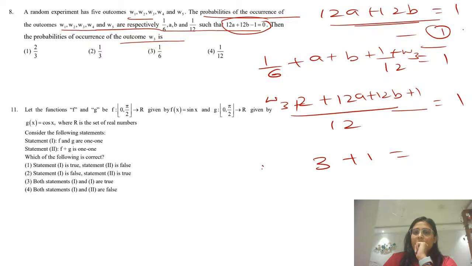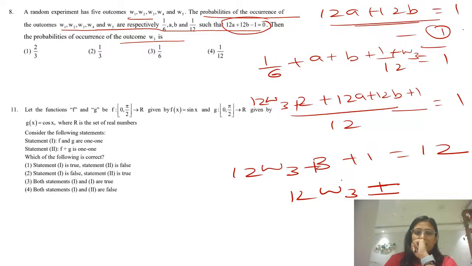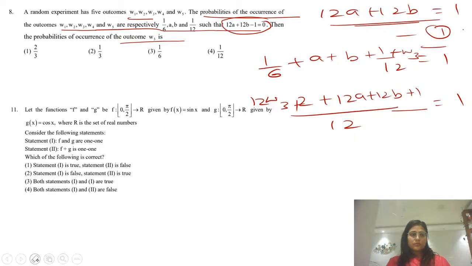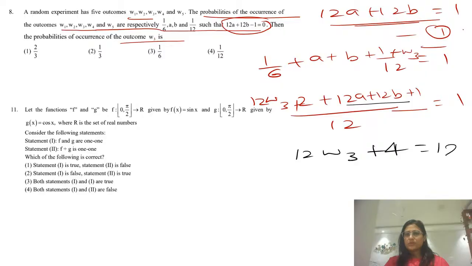Now W3 plus 3 plus 1 is equal to 12. What is this 1? 1 is the value of 12A plus 12B from equation 1. So when you take the LCM, it will become 12W3 plus 4 is equal to 12. So 12W3 is equal to 8. W3 is equal to 2 by 3. Option first.